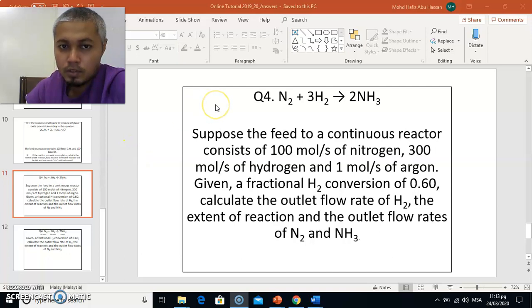Okay, now let's proceed to question number 4. We have the Haber process here. Suppose the feed to a continuous reactor consists of 100 mole per second of nitrogen, 300 mole per second of hydrogen, and 1 mole per second of argon. Given a fractional H2 conversion of 0.6, calculate the outlet flow rate of H2, the extent of reaction, and the outlet flow rates of N2 and NH3.